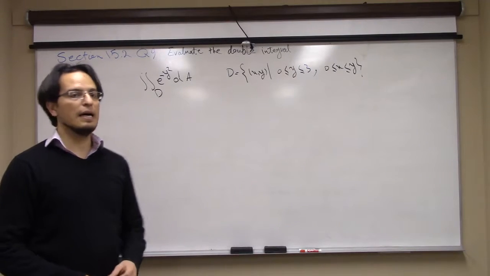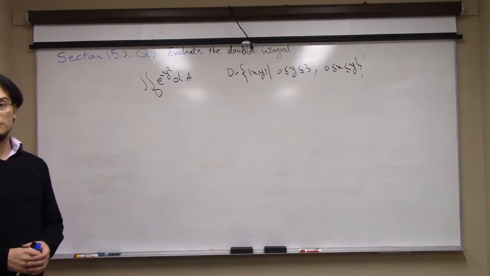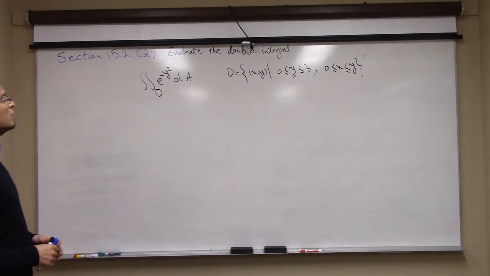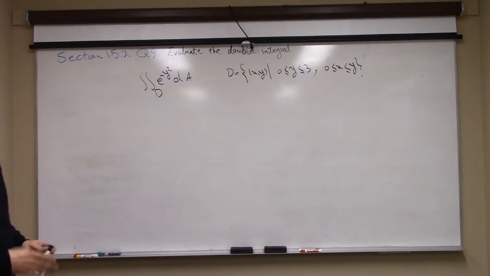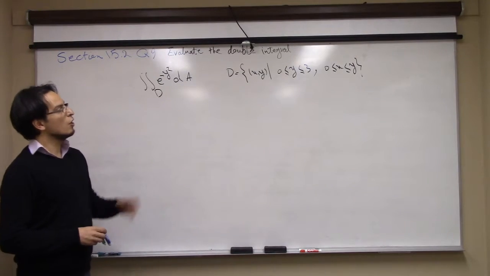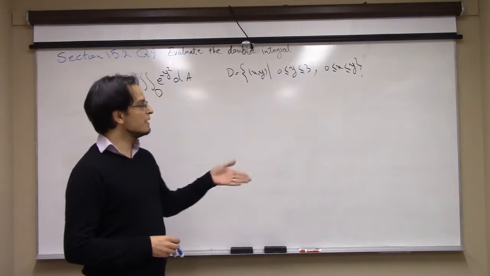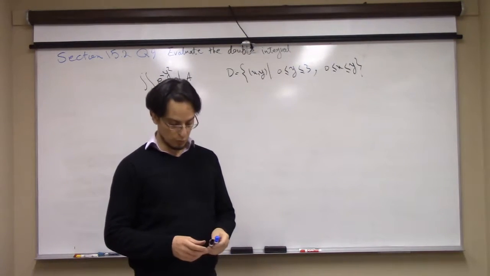Hello everyone, I'm back this time with a question from section 15.2, question 9 of the book, which asked us to evaluate the double integral of e to the minus y squared over the region where y goes from 0 to 3 and x goes from 0 to y.